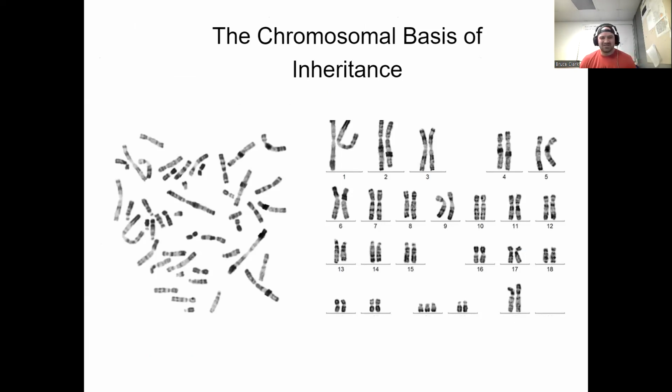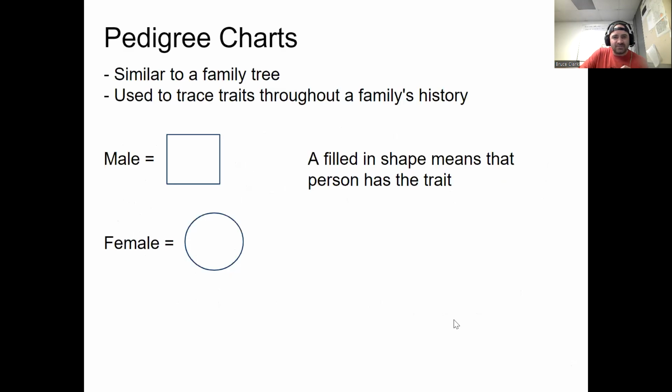All right, so here's a look at what's called a karyotype. We'll get into that later today, but it shows our human chromosomes and it shows an extra one in there. That will be talked about later.